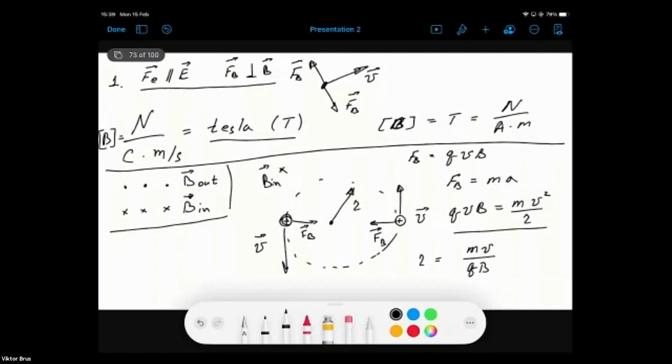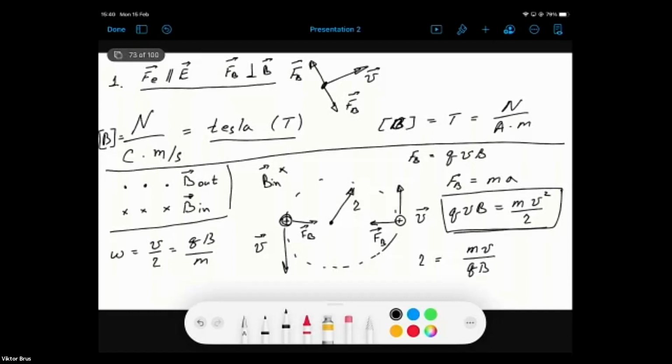Based on this equation, which actually defines the second law of motion, Newton's second law, we can also come up with the equation for calculating angular velocity. It will be linear velocity divided by radius. And in our case, it will be charge times B divided by M.